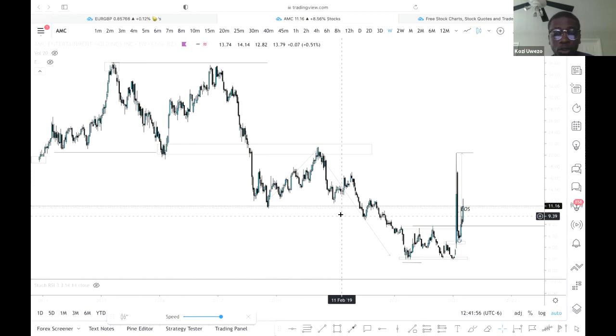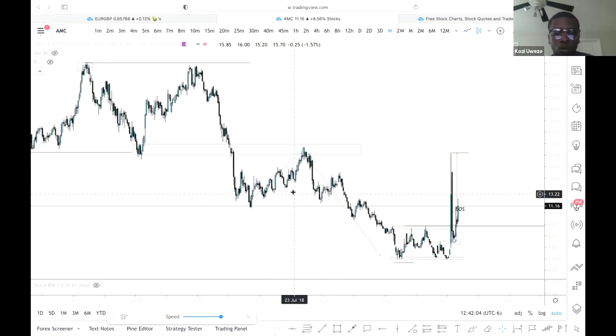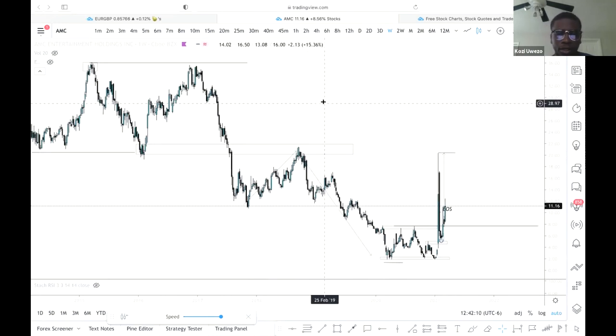Me personally, I'm a swing trader, so I analyze on a daily. But you want to do this on the 1 hour, the 4 hour, and the 30 minutes. That's what's going to give you more confluence, and that's what's going to work out more if you're a day trader.